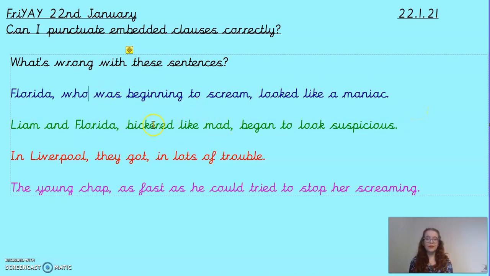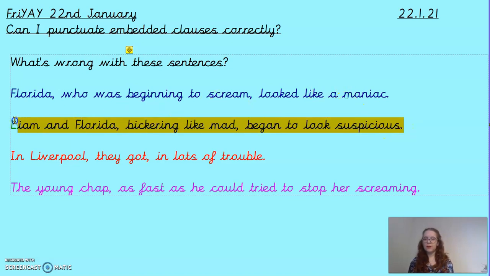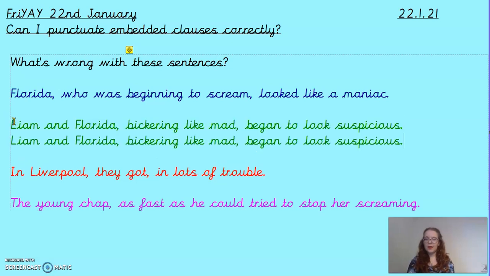How can we change it so that we can still keep an embedded clause in the middle? Did you spot that the tense is wrong here? Liam and Florida bickering like mad began to look suspicious. Now it's not a relative clause here. However, we could change it into one. Let me do a nice copy and paste jobby. I could change it to Liam and Florida, who bickered like mad, began to look suspicious. But I think I prefer the first one, Liam and Florida, bickering like mad, began to look suspicious.